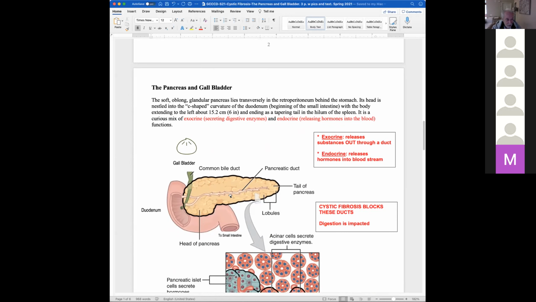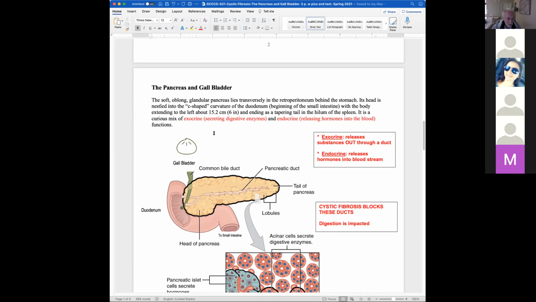So this yellow section illustrates the pancreas. It has this major duct running down the middle of it. This little bag is the gallbladder, which produces bile, and the bile enters another duct called the common bile duct. And both of these ducts enter into the duodenum, which is the start of the small intestine. So partially digested food accumulates there.